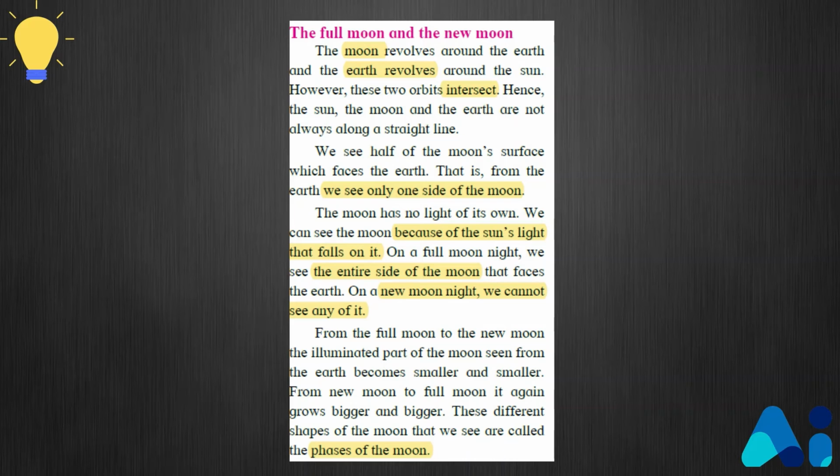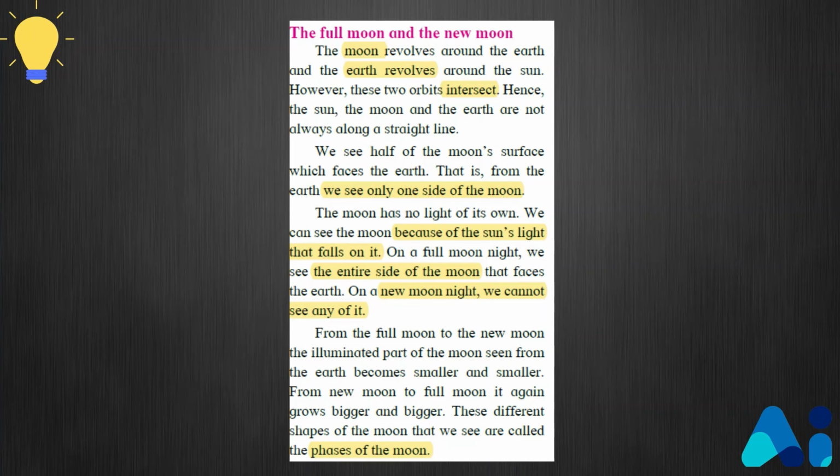Now, we know that the moon revolves around the earth. This we also saw in chapter 1, and that's why we say that the moon is a satellite of the earth, right? Because the moon revolves around the earth and the earth revolves around the sun. Okay, and the path they follow to make this revolution, we call it an orbit. This is something we have seen in the last chapter.